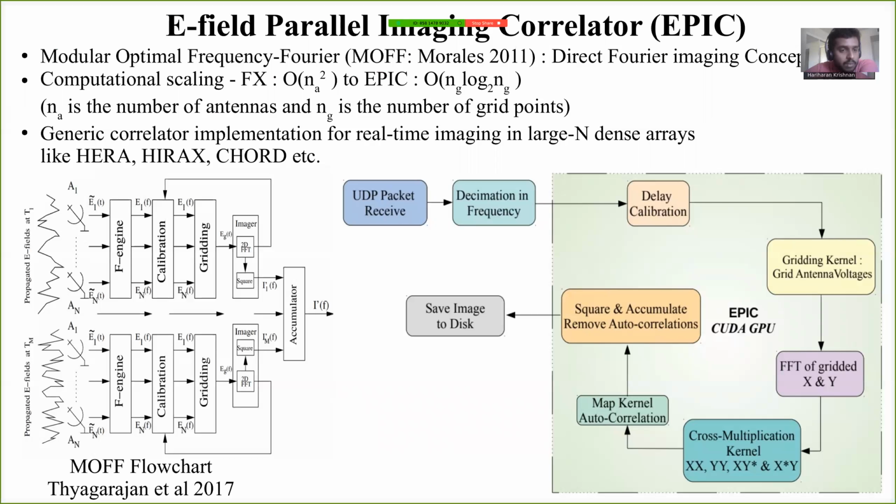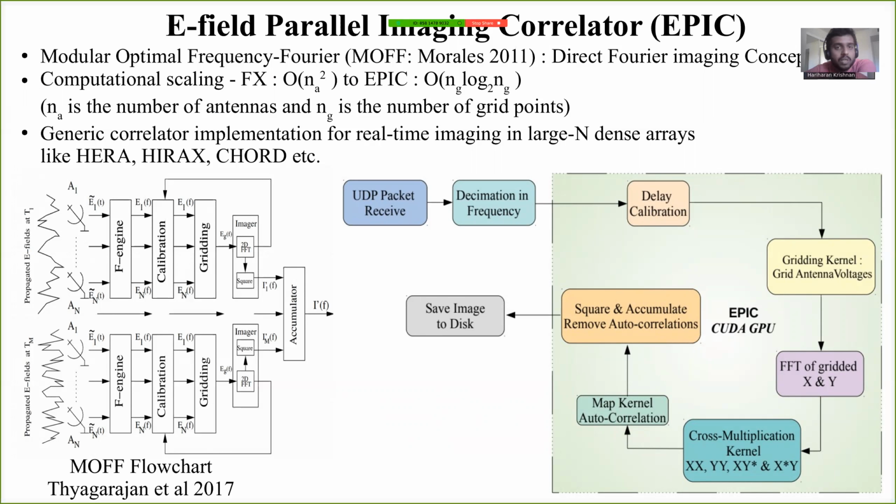The MOFF is described here in the flowchart. The time domain voltages from individual antennas, which are a measure of the electric field incident on the antennas, are first Fourier transformed to frequency domain. The frequency domain voltages are then delay calibrated and gridded onto a UV plane. The UV gridded voltages are then Fourier transformed, squared, and integrated to get the final image.